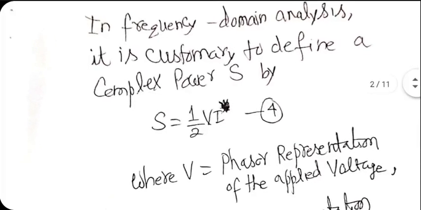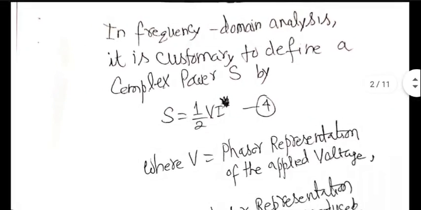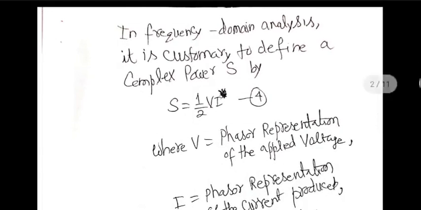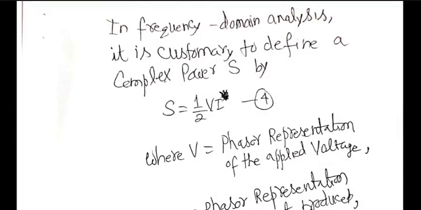Half will not be necessary if you are using RMS values for phasors. That's what many books do. They use RMS values for phasors and they remove half in the definition of complex power. I would, however, stick to the older method where 1/2 or half is mentioned, and we assume that V and I are phasors in terms of peak values of the instantaneous signal. Okay, this is the very definition of S for all AC circuits.